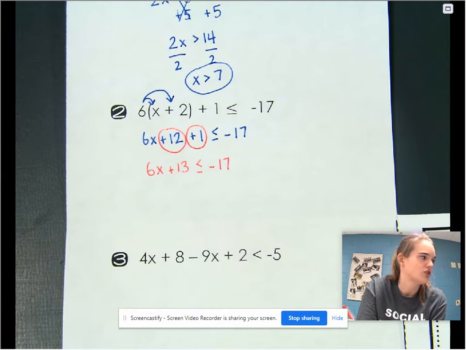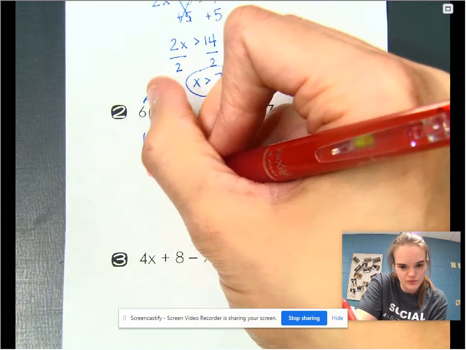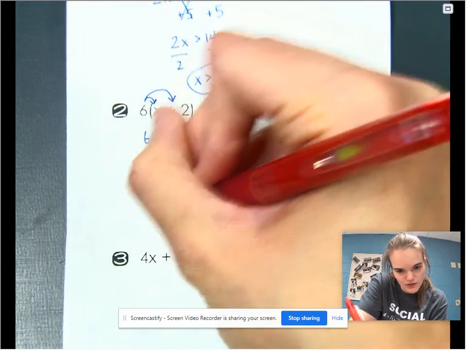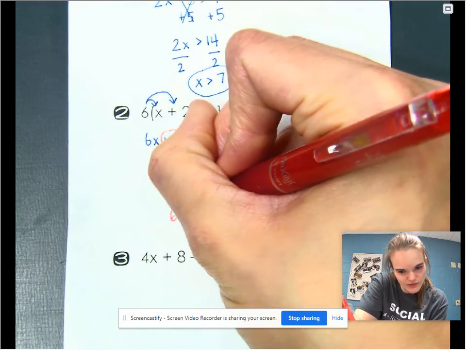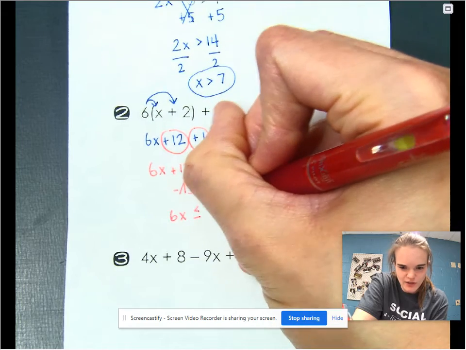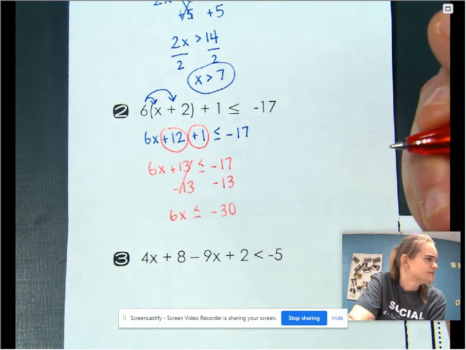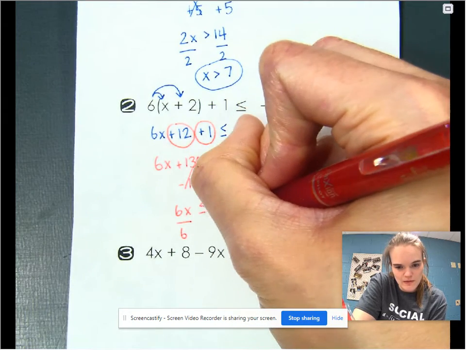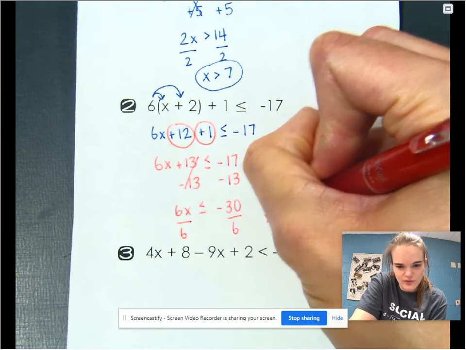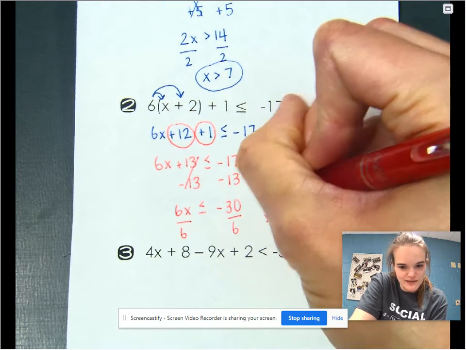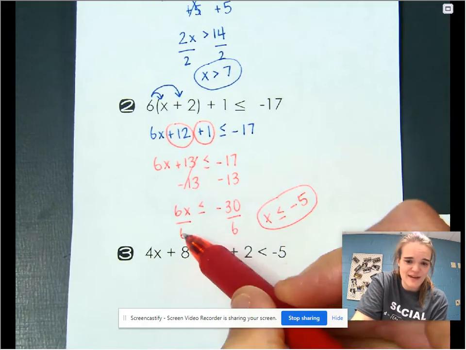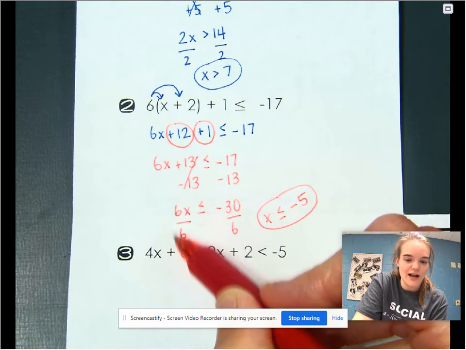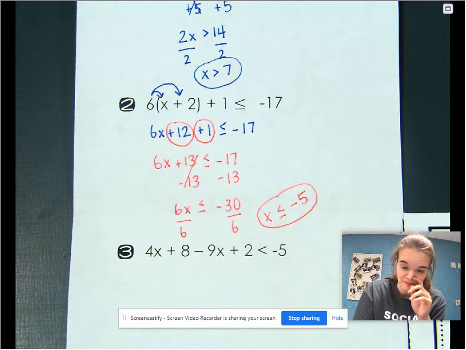Still solving a 2-step inequality now. Subtract 13. 6x is less than or equal to negative 30. Now divide by 6. So x is less than or equal to negative 5. I did not flip my inequality symbol because I never divided by a negative. This 6 is not a negative. Doesn't matter about the 30. What you're actually dividing by is what matters, okay?